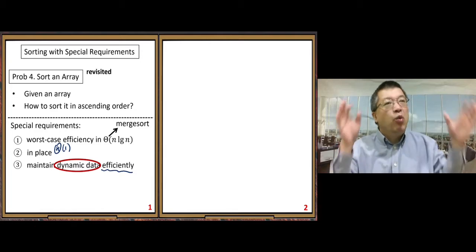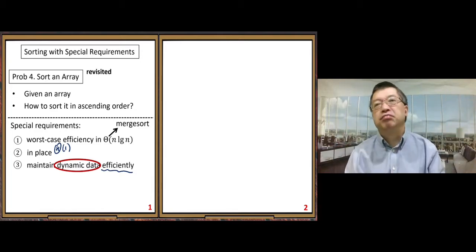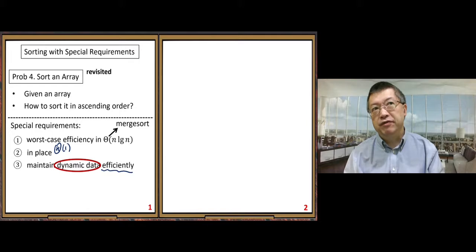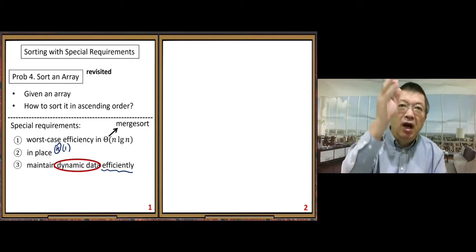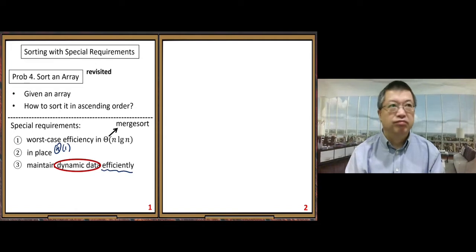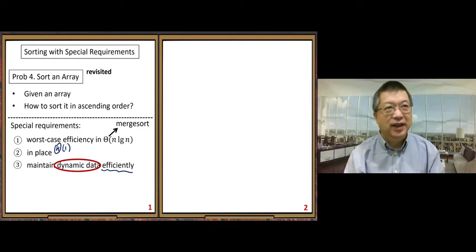So with these 3 requirements, do we have any existing sorting algorithm that satisfies this condition? No, we don't have any. For that reason, we need to develop a new sorting algorithm, Heapsort. Heapsort will solve this problem in a perfect way, in a very nice way.